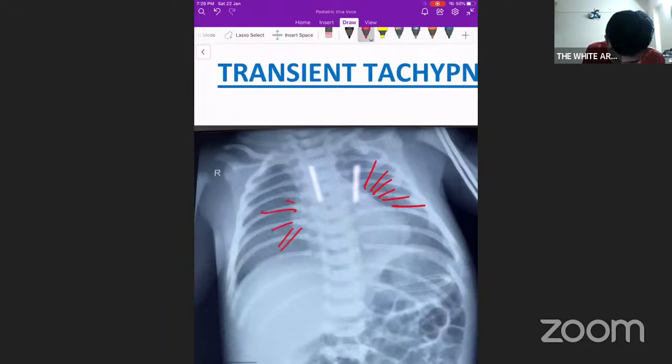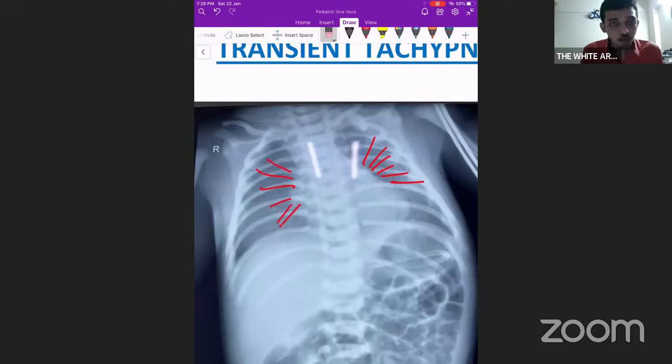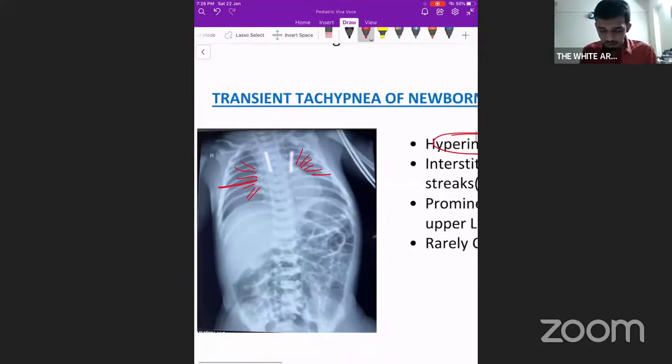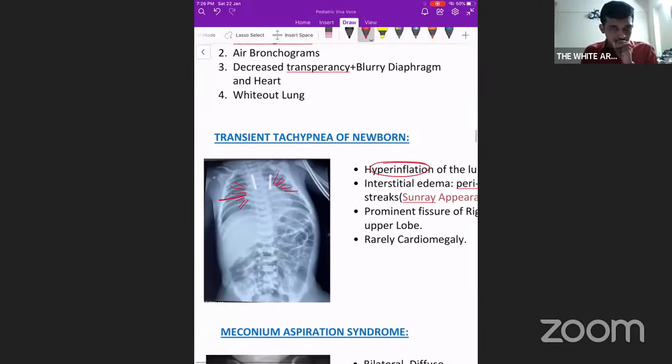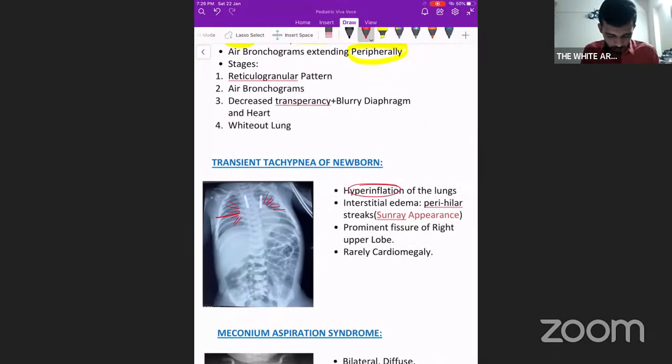See, there are streaks going out, correct? So this is the sun-ray appearance. Next, one more characteristic finding is a prominent right upper lobe. The fissure of the right upper lobe becomes prominent. That is what you see over here. I hope it's visible. I'll draw it for you. The right upper lobe fissure becomes prominent, correct? And rarely you can get cardiomegaly as well. So these are the changes you expect in transient tachypnea of newborn.